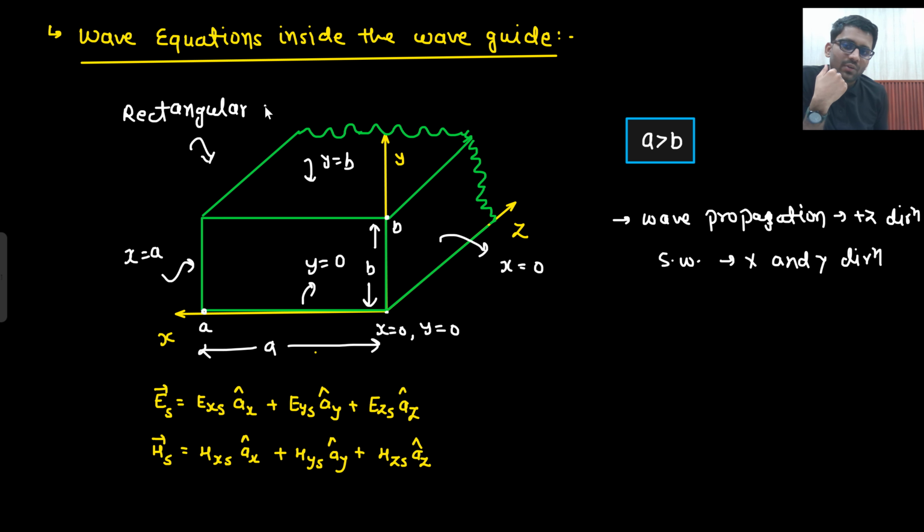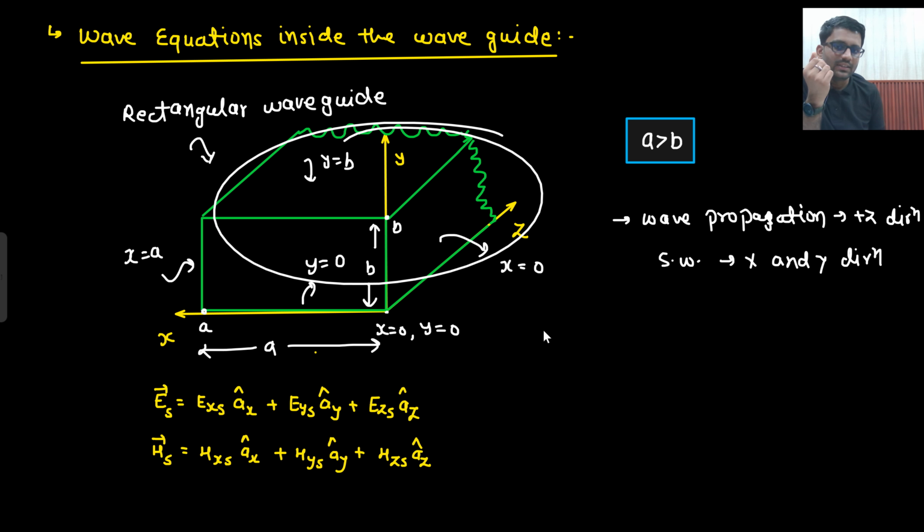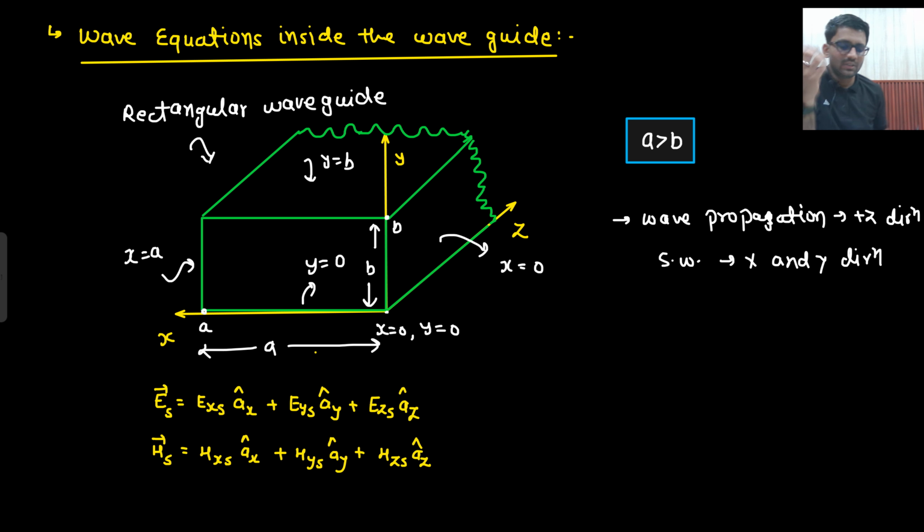We need to study two waveguides. The first one is rectangular. It is like a cuboid, right? Like a cuboid, but not a perfect cuboid because these surfaces are open, whereas in a cuboid these surfaces would be closed. Then we need to study the circular waveguide. What do you think? What kind of structure would be there? Cylindrical, right?